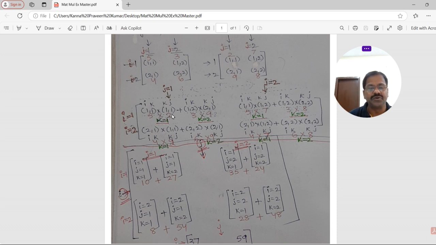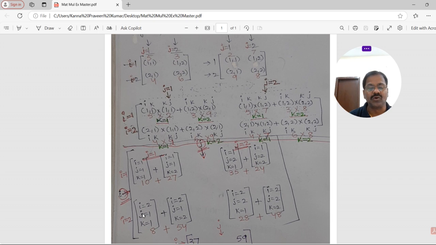Okay, you see here 5 into 2, 10. 3 into 9, 27. This is k1, k2. Okay, similarly 5 into 7, 35. 3 into 8, 24. Here, how we got? In the first row, second column, k is 1. In the first row, second column, k is 2.